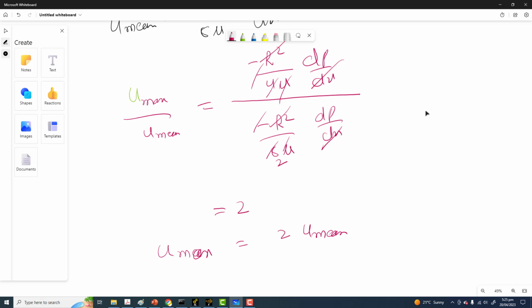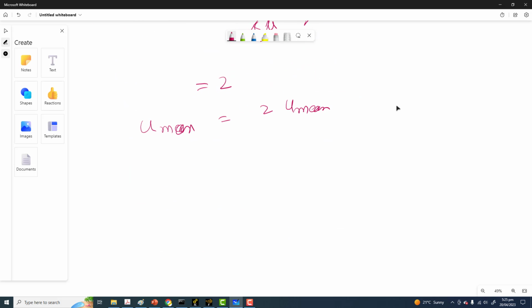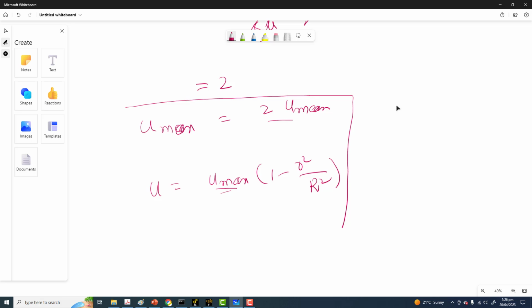So we can find out the u maximum by this equation, and we know that u is equal to u maximum into 1 minus r square upon R square. You can find out the u maximum, which is equal to 2 times the u average. Okay, so this is the derivation of the velocity profile for laminar flow in a pipe.